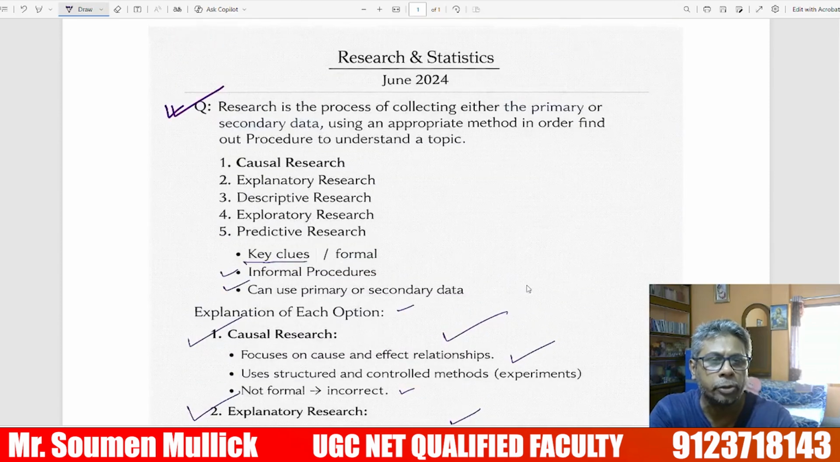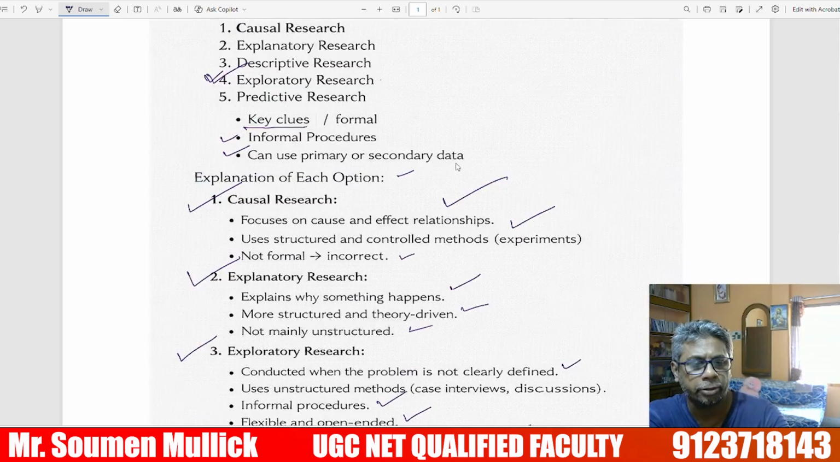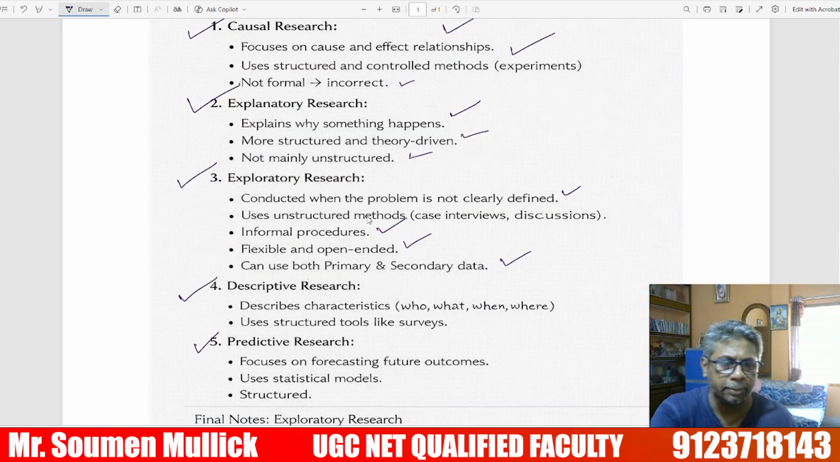So our question: research is the process of collecting either primary or secondary data. The correct option is exploratory research. In the case of exploratory research, primary and secondary data are used with the appropriate method in order to find out procedure to understand the topic. Another form, descriptive research.